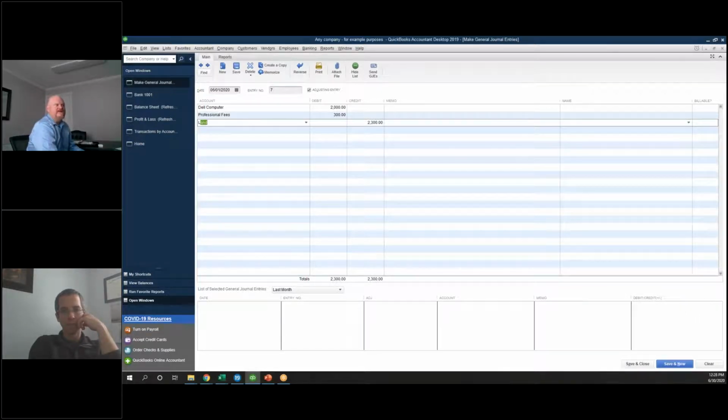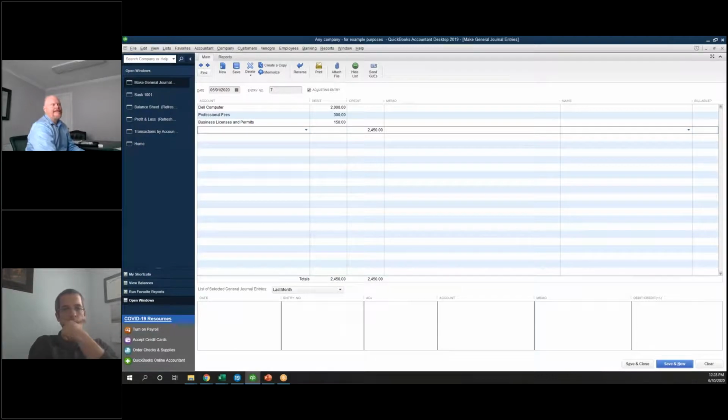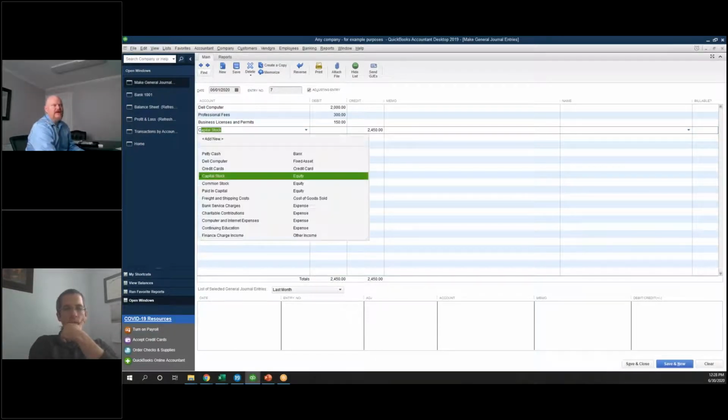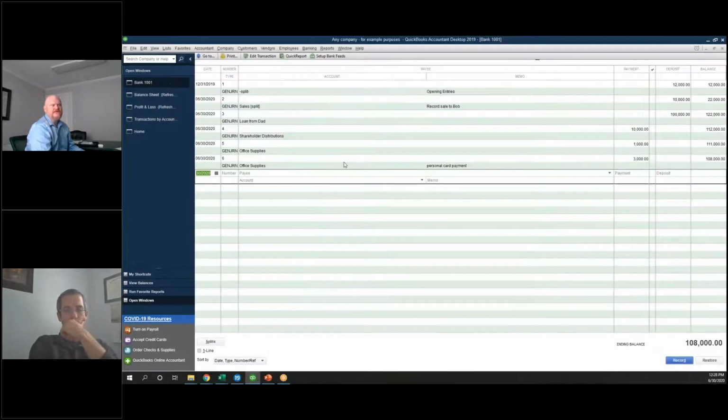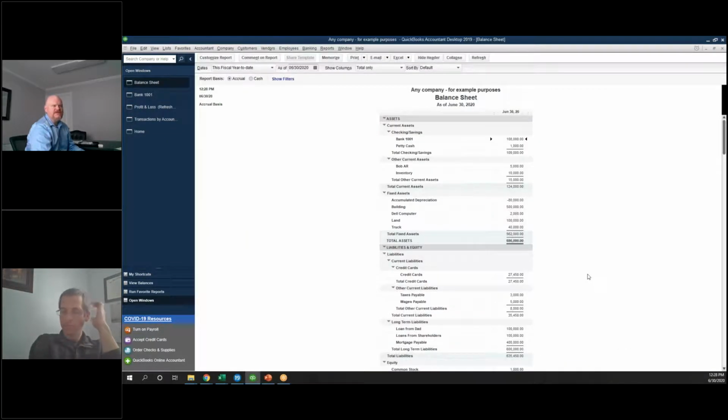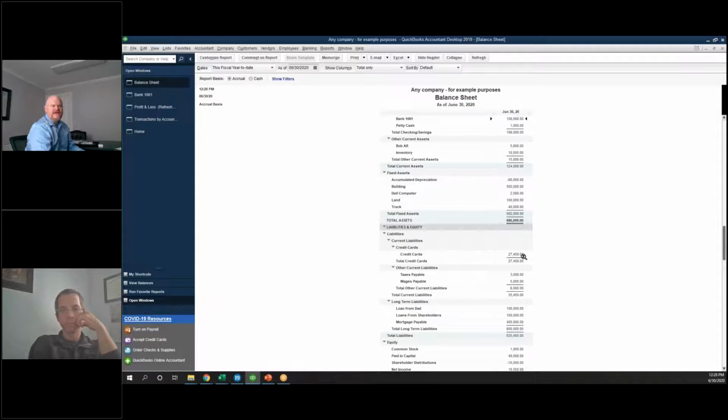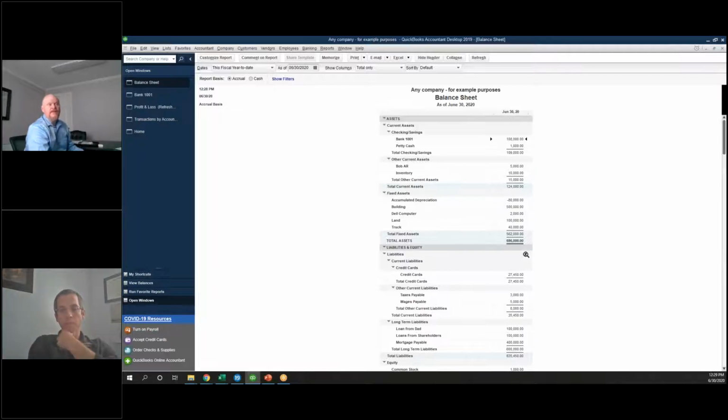And I also had some licensing, and I spent $150 for that. And now this is my credit card. I'll just call it credit cards. And I would say save and close. Now when I go back to my balance sheet, my credit card balance has increased by $2,450, but nothing else happened to my bank.